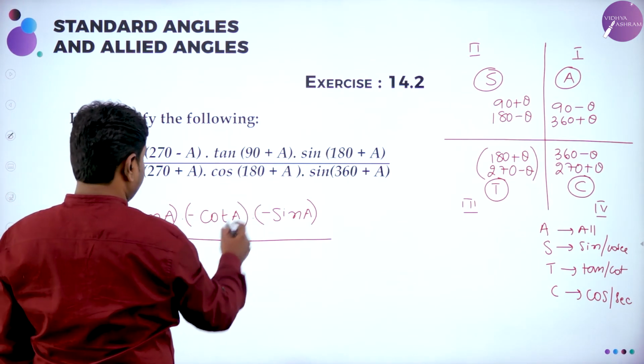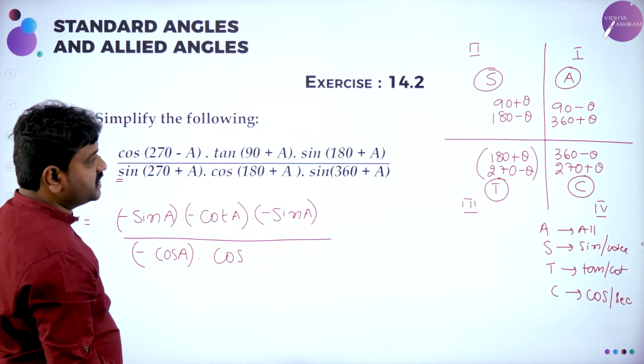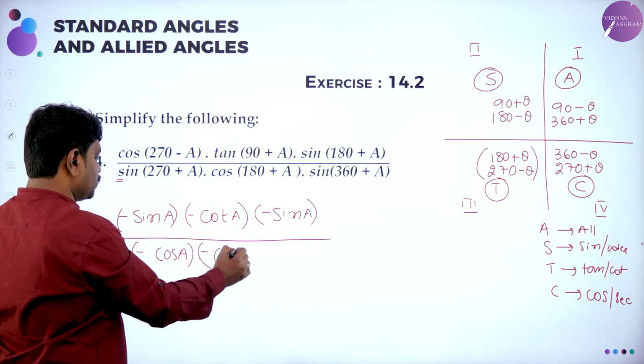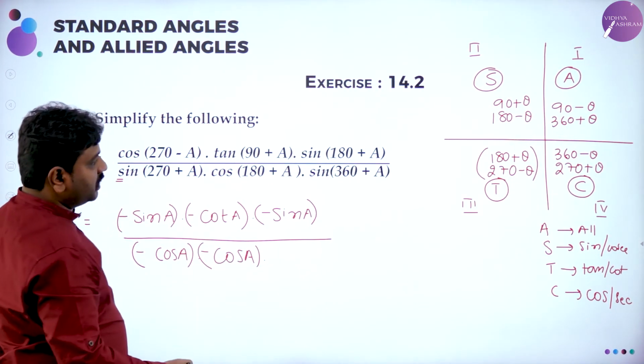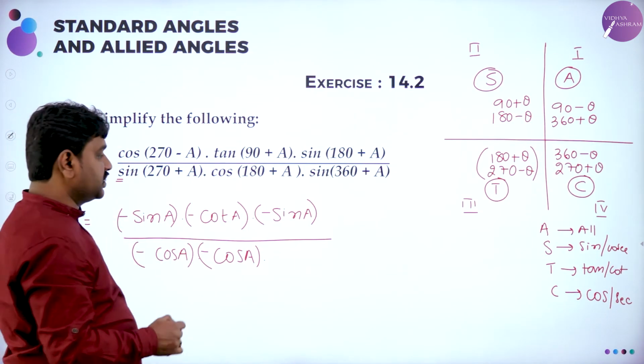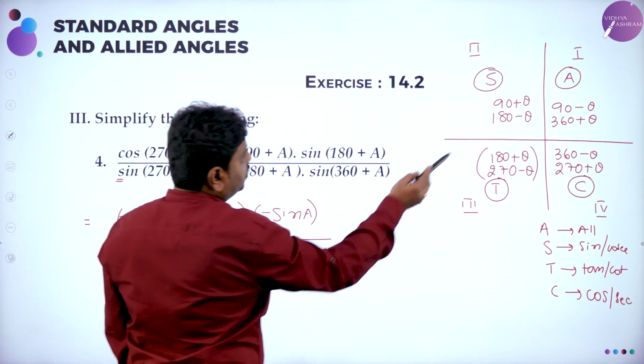Then cos of 180 plus theta. For 180, the function does not change, it will be cos only. And 180 plus theta lies in the third quadrant. In third, only tan and cot are positive, so cos will be negative. So minus cos A, and sine of 360 plus theta. All of you know 360 function does not change, so it becomes sine theta, which means sine A, and 360 plus theta is in the first quadrant.